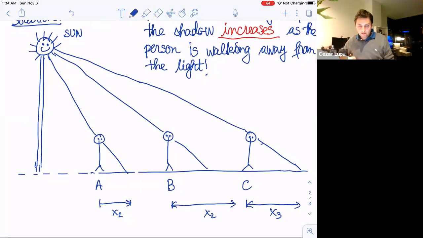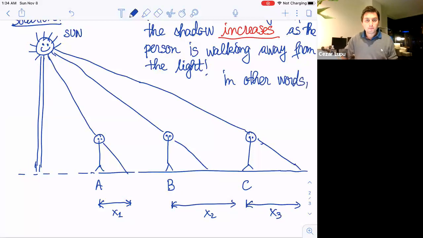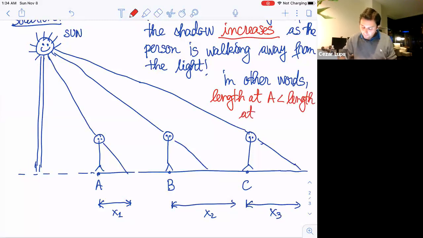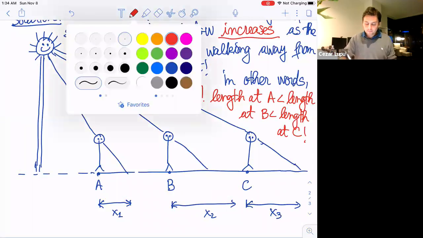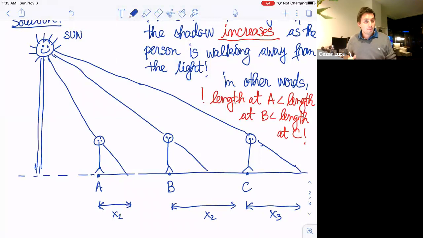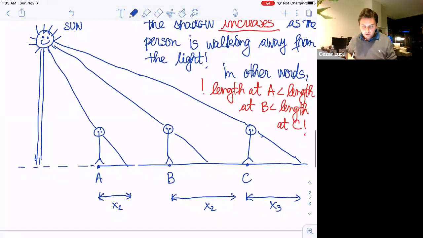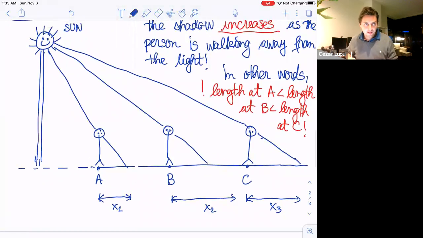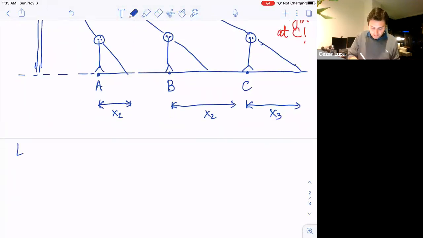In other words, what I would like to say is that the length at the point A, let me say here A, B, and C, the length at A is less than the length at B, and it's less than the length at C. Okay, that's great. All right, now let's pick a general position. This is the general picture. Now let me look closely. I would like to see mathematically what I mean by this.